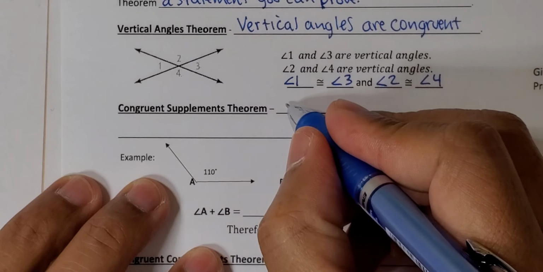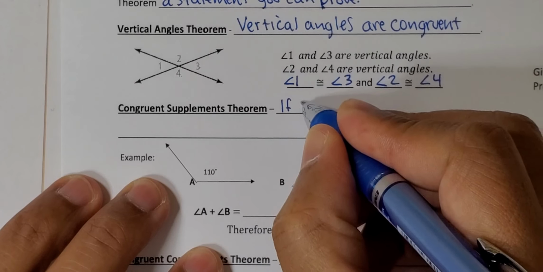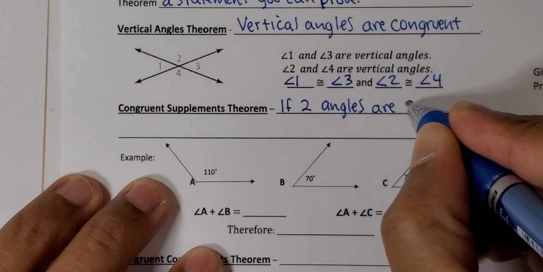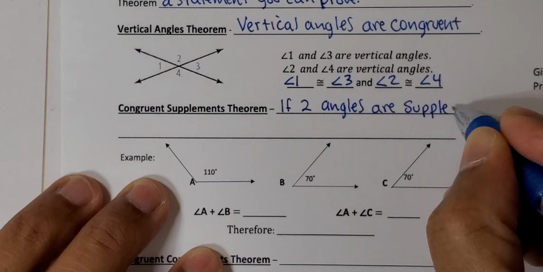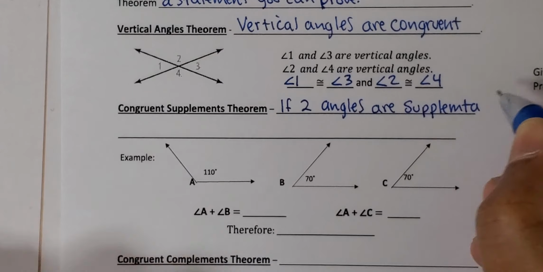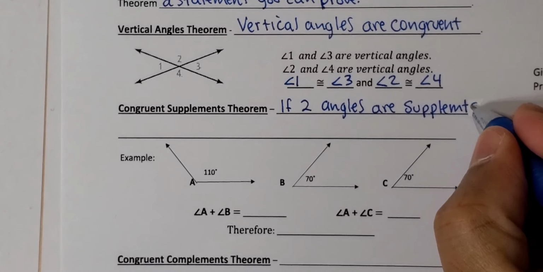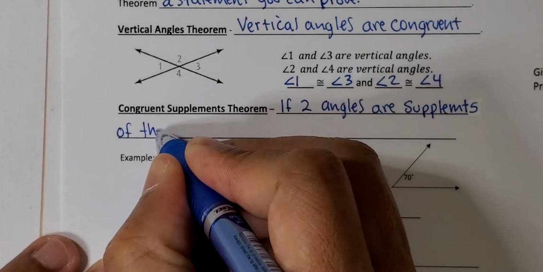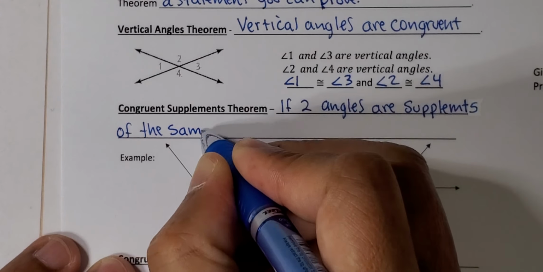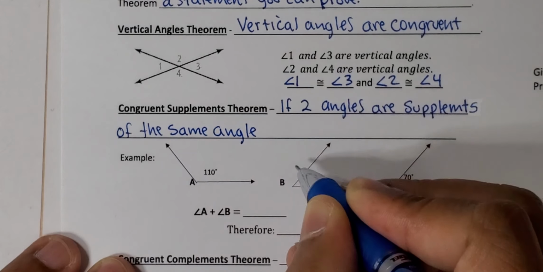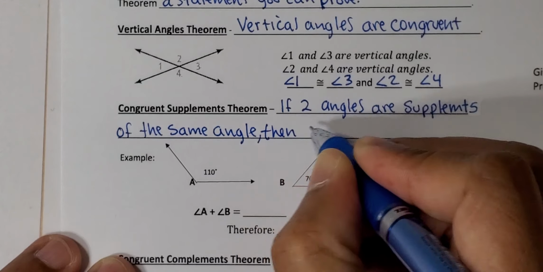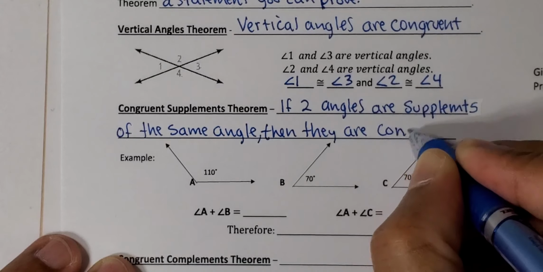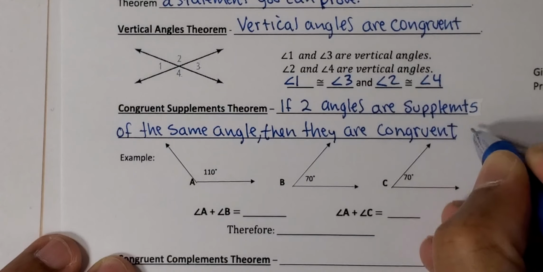Okay, one more theorem here, and this is the congruent supplements theorem. So this one says that if two angles are supplements, don't forget supplementary means you have two angles that add up to 180, of the same angle, then they are congruent. And I'm going to show you what this is saying in the following example.